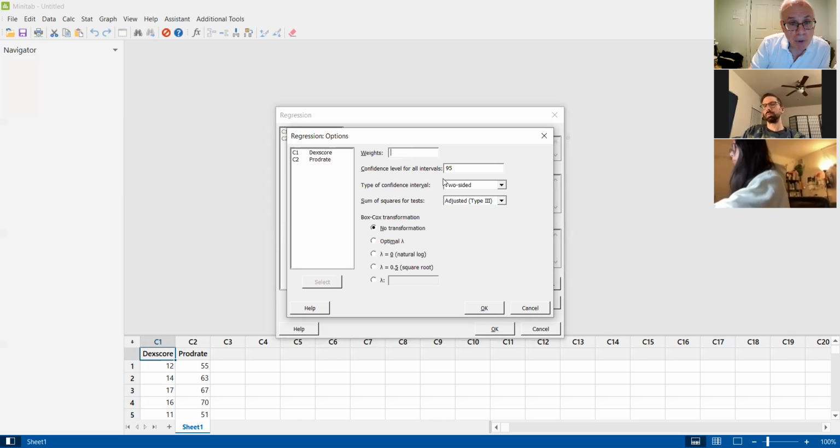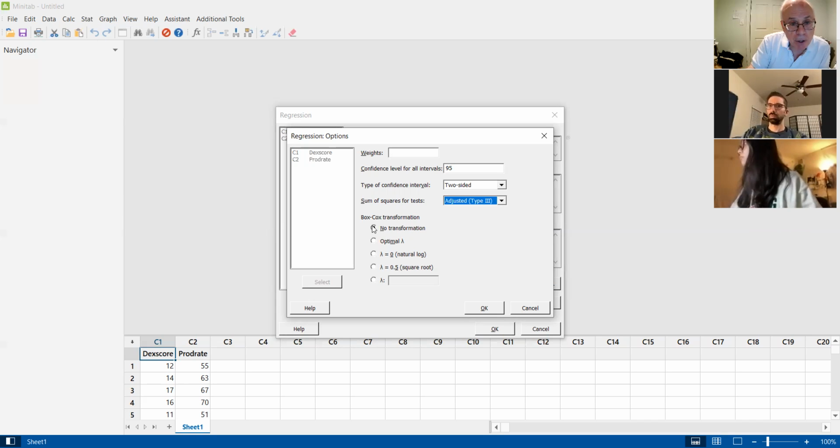Now, confidence intervals for all intervals: we could pick a different one, 99%, 90%, whatever. This is where we would do it. Do you have that in your version? Yes. Types of confidence intervals: the only type you learned was two-sided. Sum of squares for tests has different types, but we'll stick with type 3, what's defaulted to.